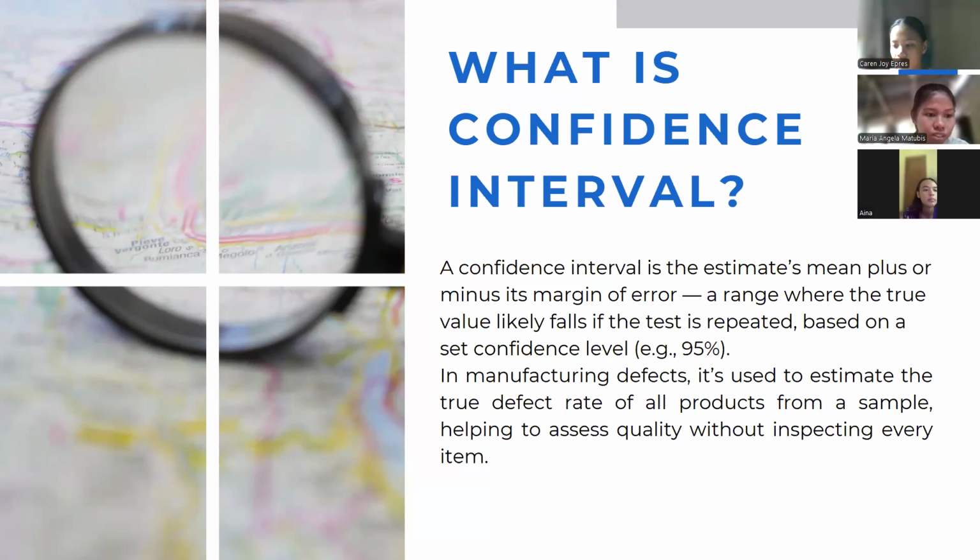A confidence interval is the estimate's mean plus or minus its margin of error, a range where the true value likely falls if the test is repeated, based on a set confidence level, for example 95%. In manufacturing defects, it's used to estimate the true defect rate of all products from a sample, helping to assess quality without inspecting every item.